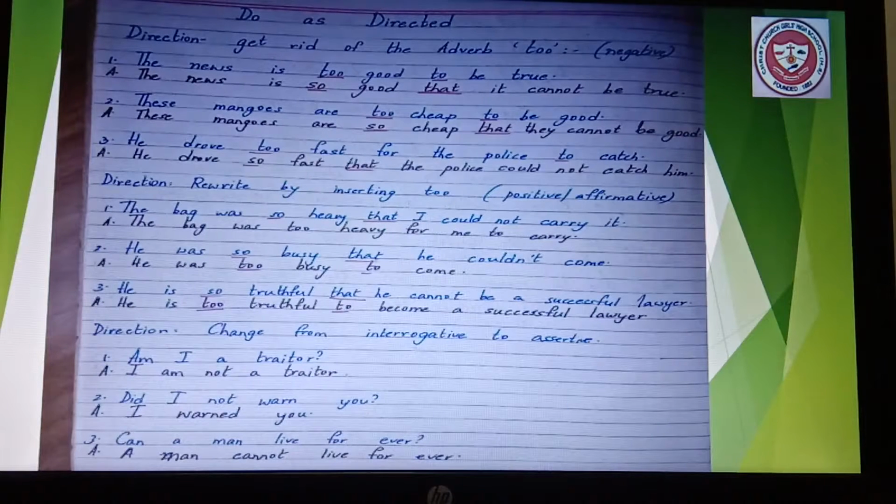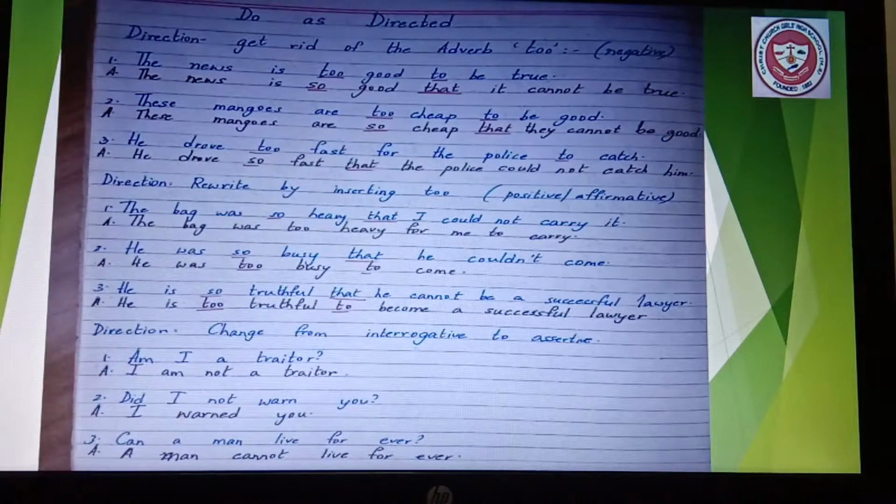Why have I written negative there? You have to understand that when I am removing "too," the sentence which I am then framing becomes negative, because it's written, the news is so good that it cannot. The presence of "not" makes it a negative sentence. These mangoes are too cheap to be good. Again, see, these mangoes are so cheap that they cannot be good.